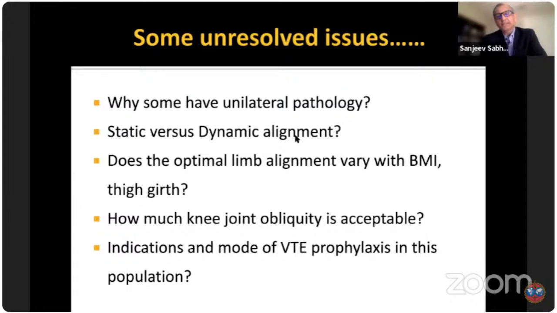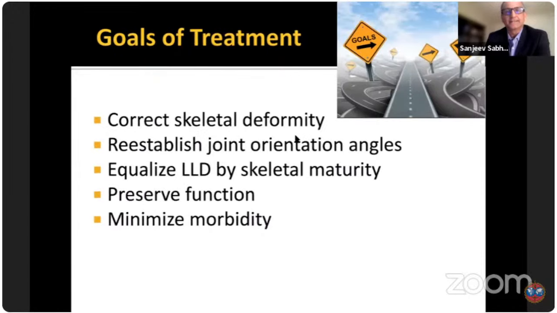And then how much knee joint obliquity is acceptable? I think the typical number is 5 degrees, and maybe it's a little more tolerable if the femur is in varus and the tibia is in valgus, et cetera. Some of that is based on biomechanics and conjecture. So I think that's something that's worth looking at prospectively. And finally, some of these older children who are obese, what are the indications for venous thromboembolic prophylaxis? And I think that needs to be standardized as well.